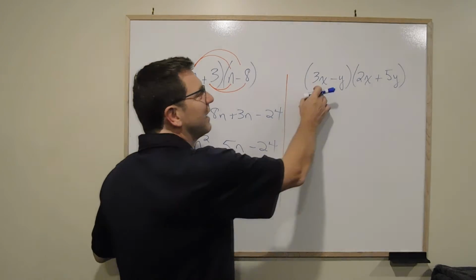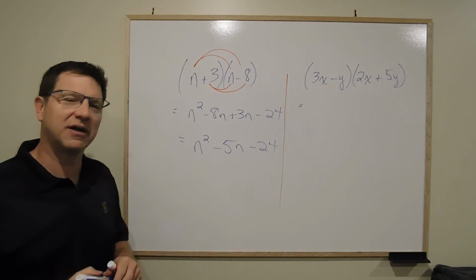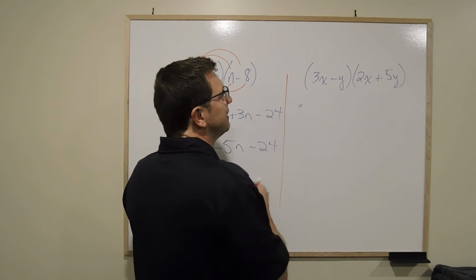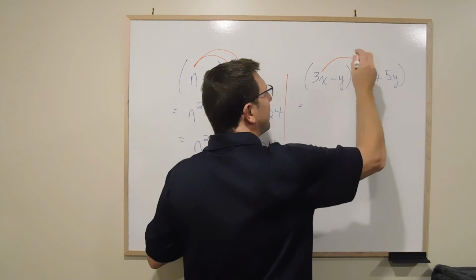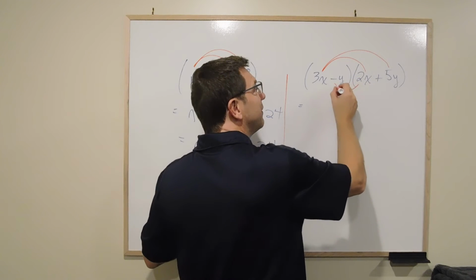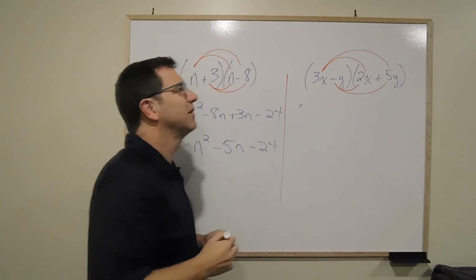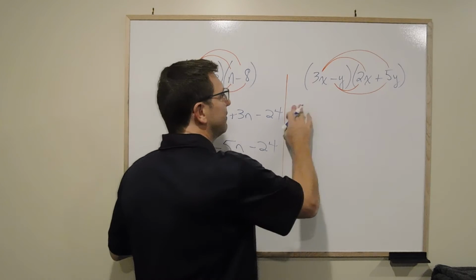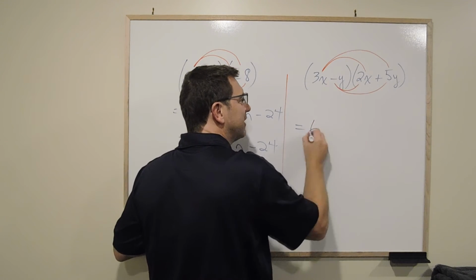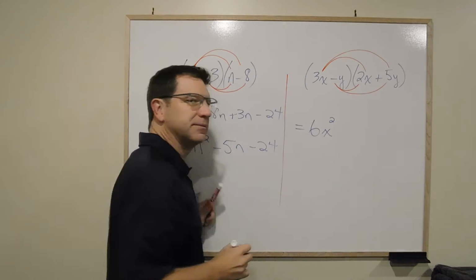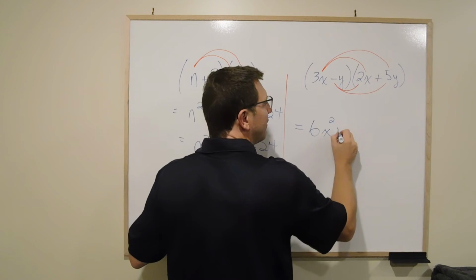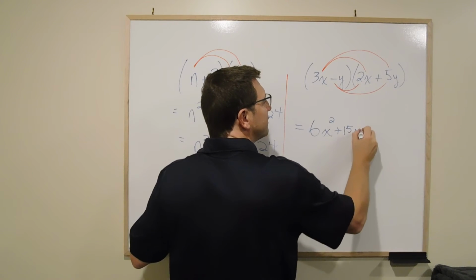This one here has x's and y's, and we'll take a quick look at how that works. But again, it is just this 3x times 2x, 3x times 5y, minus y times 2x, and minus y times 5y. So 3x times 2x, 3 times 2 is 6, x squared. Now 3x times 5y, 3 times 5 is plus 15, xy.